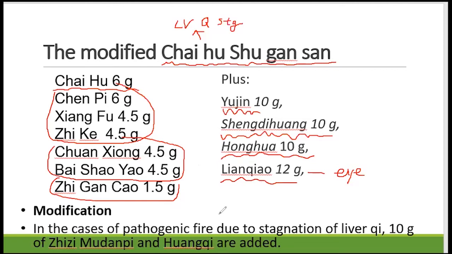This is for a patient with special conditions, like more heat due to liver qi stagnation. We can still add Zhi Zi and Mu Dan Pi, and Huang Qin, it should be Huang Qin, not Huang Qi, put an N here. So that's to clear more heat. That's for qi stagnation mainly changing to a blood stasis pattern.